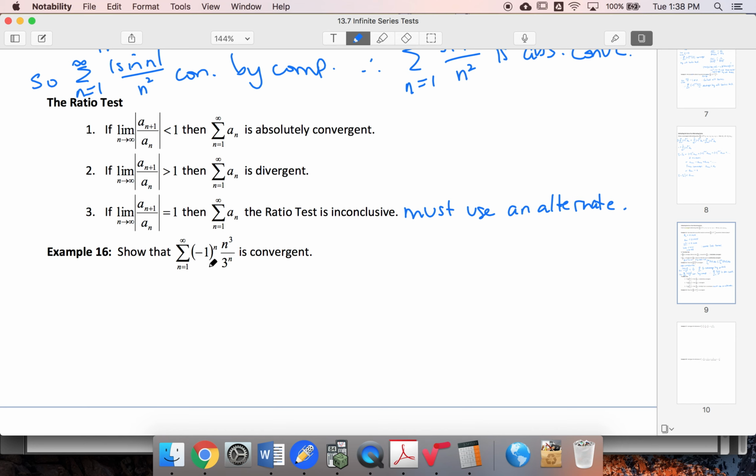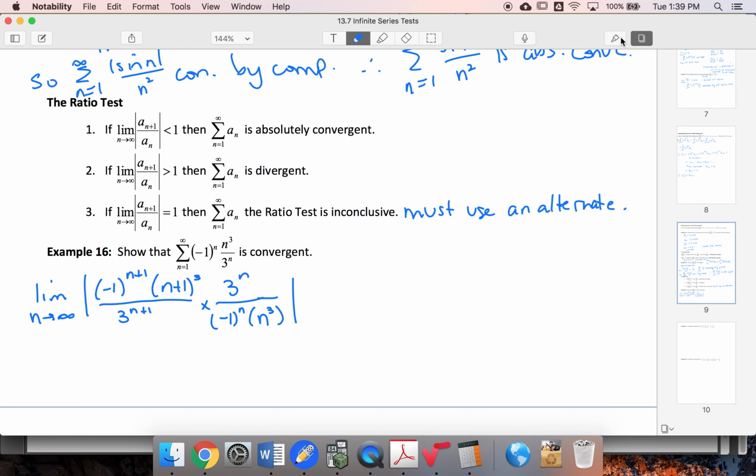And even if I don't want to prove that it's decreasing, ratio test gives me another really nice way to look at it. So I'm going to start with limit as n goes to infinity, absolute value. I'm going to do n plus 1, so (-1)^(n+1), (n+1)^3 over 3^(n+1). Instead of dividing by this fraction, I'm going to multiply by its reciprocal. So that's going to be 3^n on top over (-1)^n times n^3.